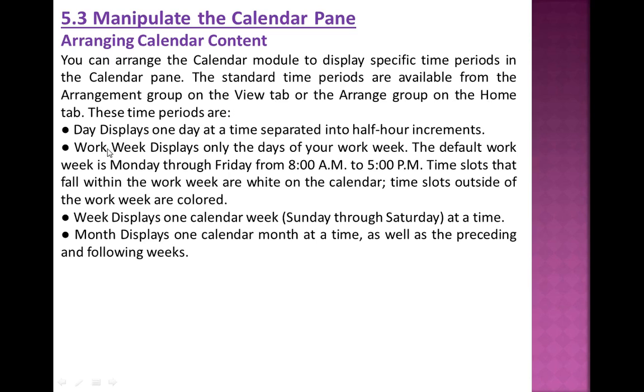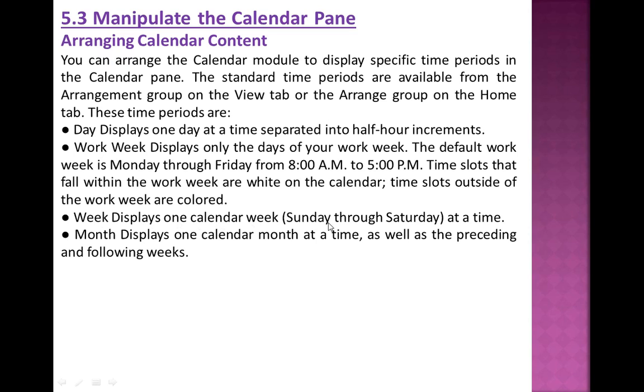These time periods are day, that is display one day at a time separated into half-hour increments. So this view, that is day view, displays one day at a time separated into multiple half-hour periods. Then work week displays only the days of your work week. The default work week is from Monday through Friday from 8 a.m. to 5 p.m. Time slots that fall within the work week are white on the calendar. Time slots outside of the work week are colored. I mean, this is how we can differentiate between different views: day, work week, and then there is a week.